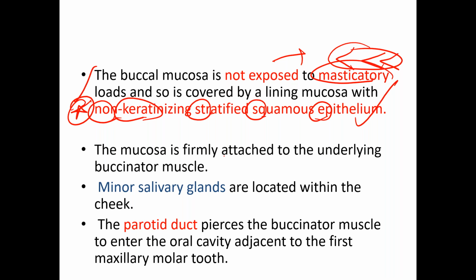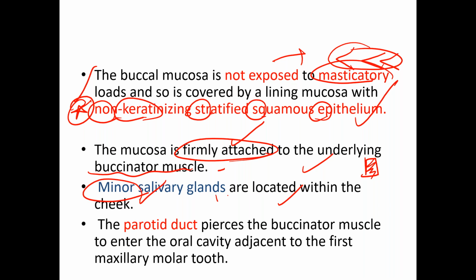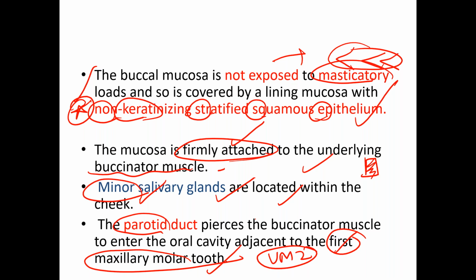The mucosa is firmly attached here and then to the buccinator muscle. What is the chief component of the cheek? It is nothing but the buccinator muscle. What are the other things that are there? Minor salivary glands are there within the cheek, many all over the cheek. And the parotid duct opens at the upper second molar. So the duct of the parotid will be opening there.